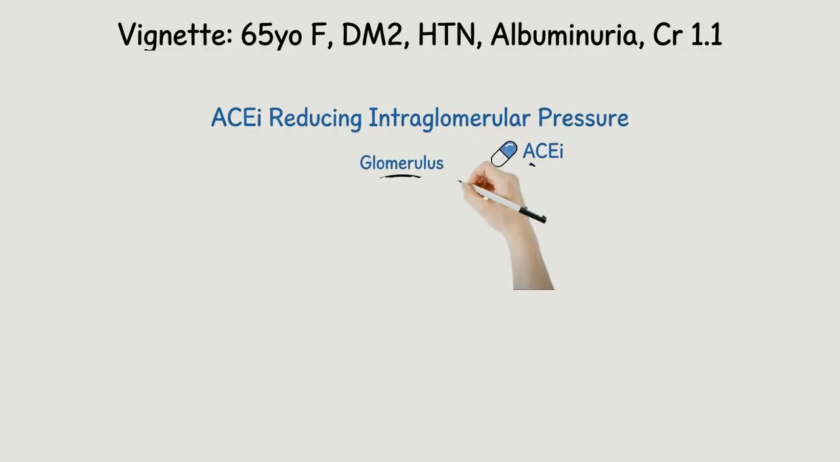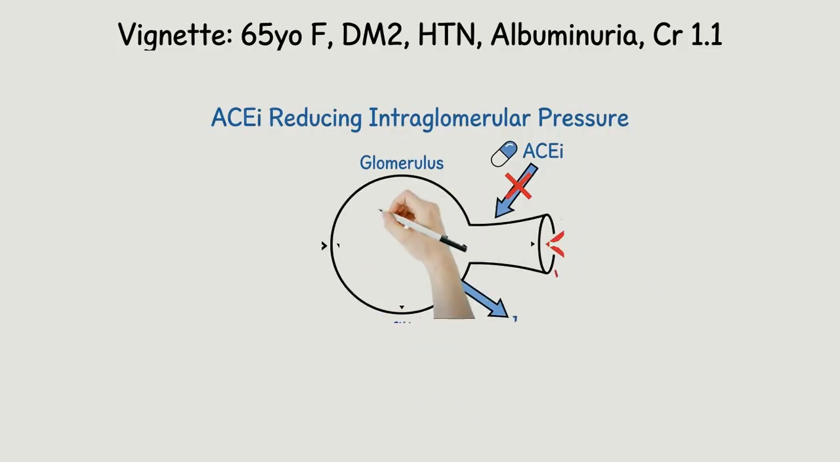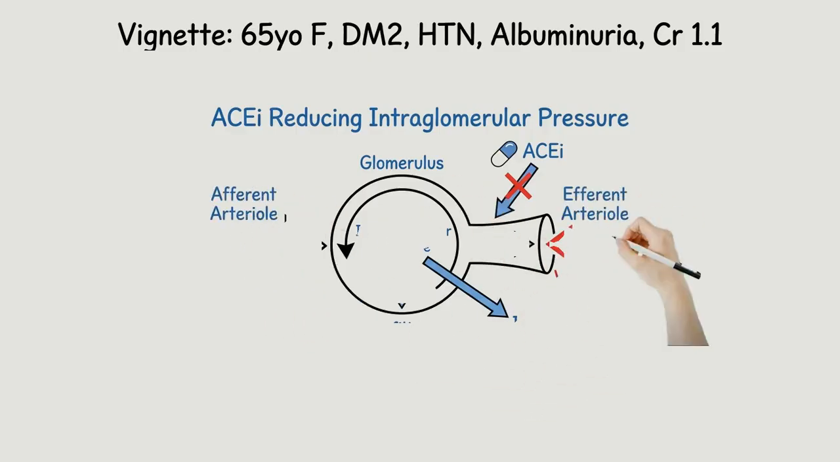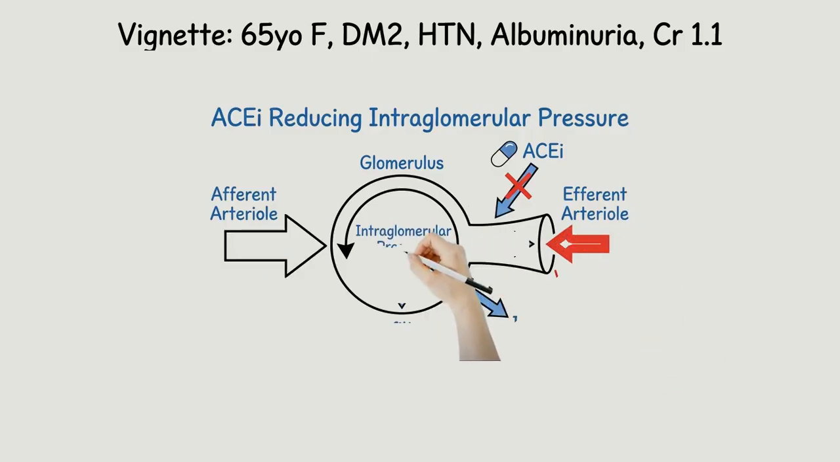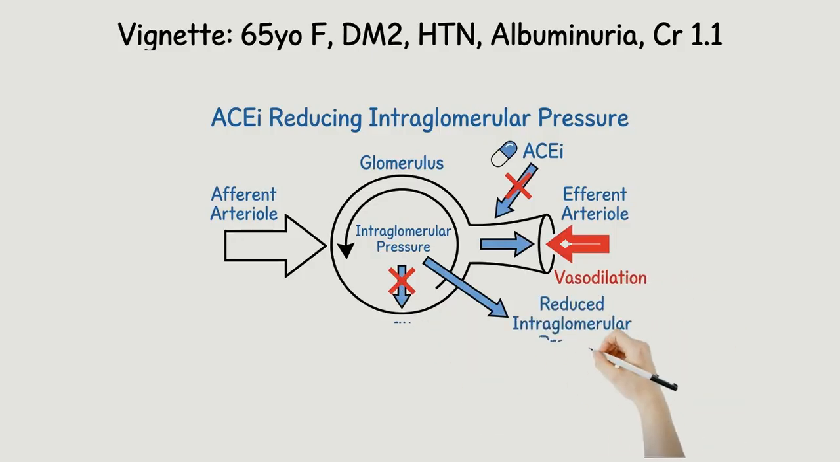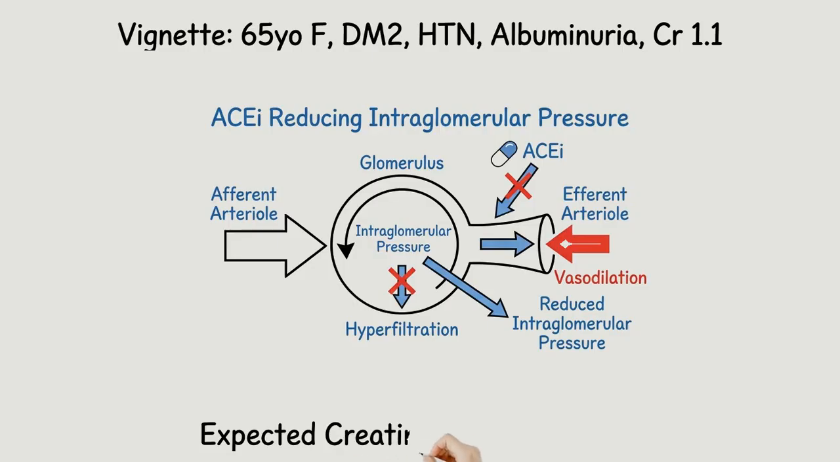In diabetic nephropathy, the glomerulus is hyperfiltering. Intraglomerular pressure is pathologically high, and that pressure drives proteinuria and progressive kidney damage. ACE inhibitors and ARBs are the answer, not mainly to lower blood pressure, but because they dilate the efferent arteriole. That reduces glomerular pressure, reduces hyperfiltration, and reduces proteinuria. The creatinine bump that follows is expected. It reflects reduced hyperfiltration, not acute kidney injury from bilateral renal artery stenosis.